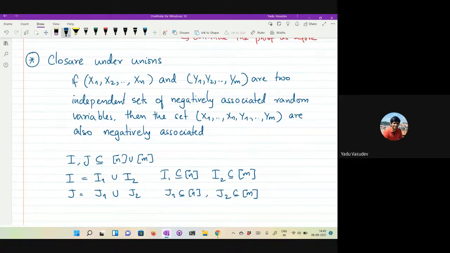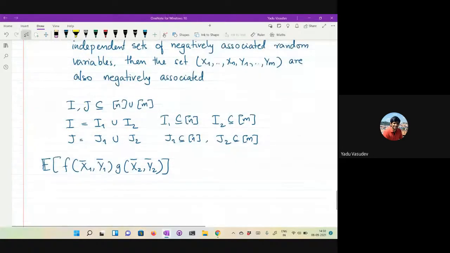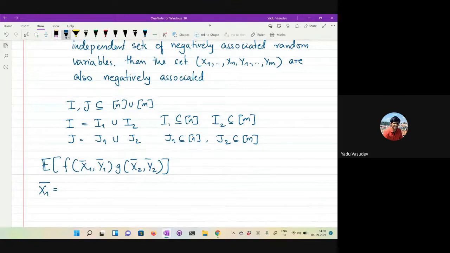Correct. Then what do we want to show? You want to show that the expected value of f of, say, I'll call it x1, y1, g x2, y2. Maybe I'll put a bar here. So what is x1 bar? X1 bar is basically the set xi1. Similarly, y1 bar is the set yi2. Right? So you can look at these two things. Similarly, x2 bar and y2 bar.